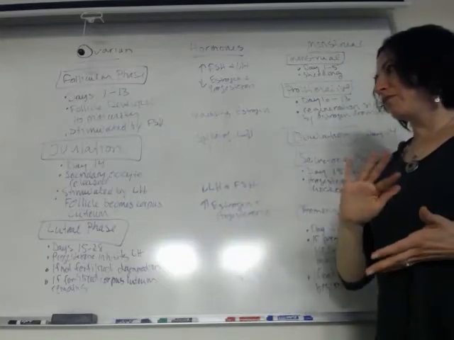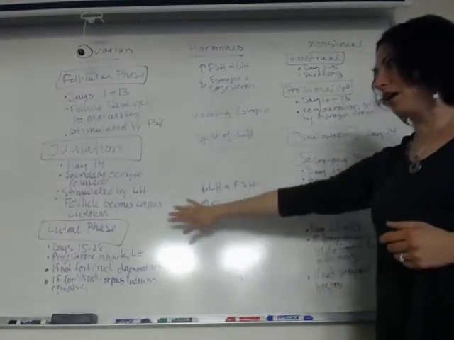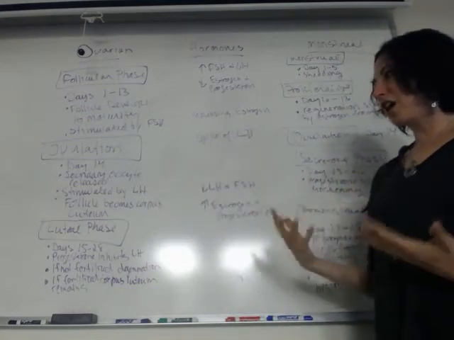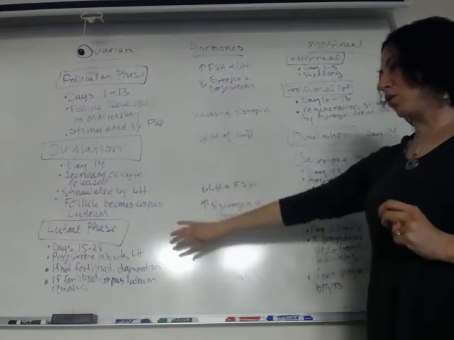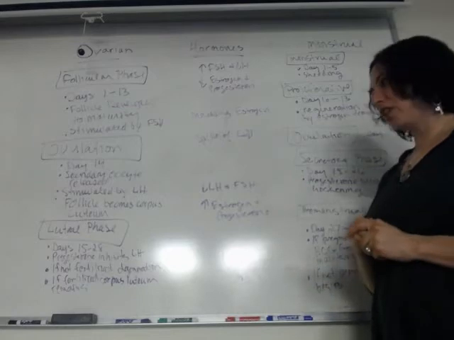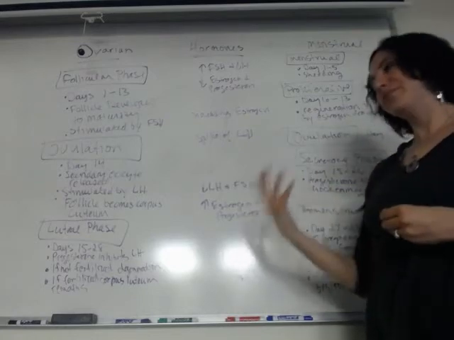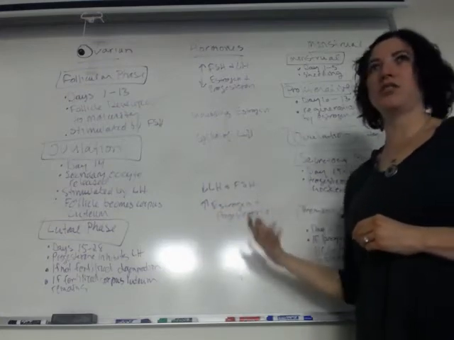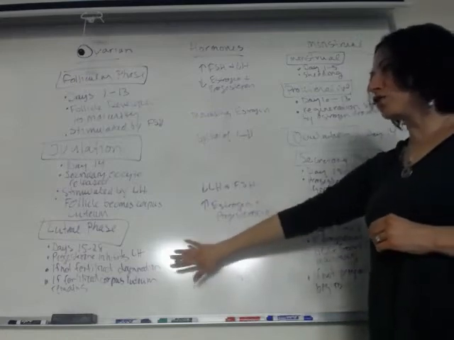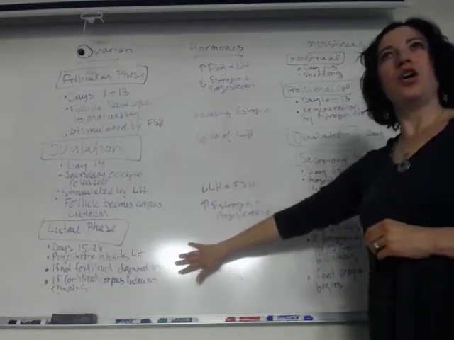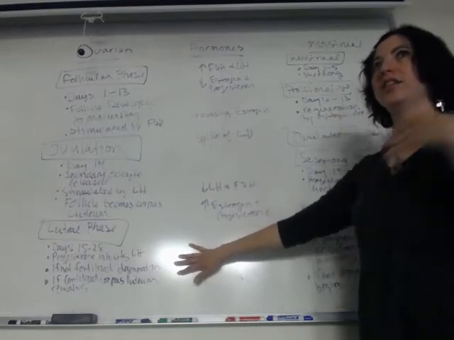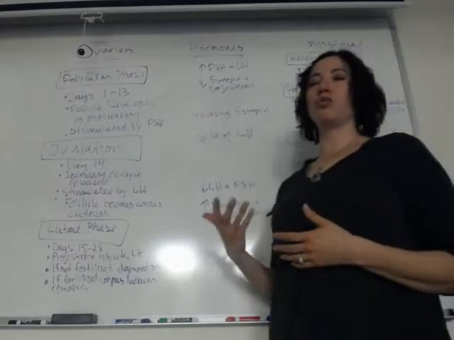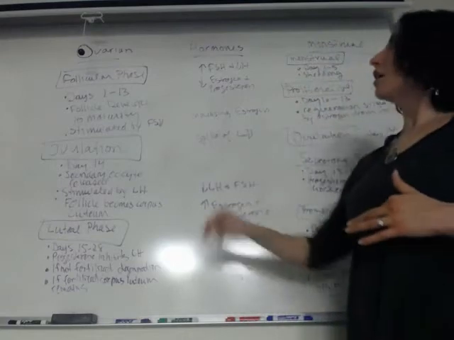Now these are days 15 through 28. In this phase, progesterone inhibits LH, and if not fertilized, the corpus luteum will degenerate. If the oocyte is fertilized, then the corpus luteum will continue to release estrogen and progesterone. So there's 2 paths depending on what happens with the egg. Is it fertilized or not? If not, then the corpus luteum will degenerate. If it is, it will continue to produce estrogen and progesterone.